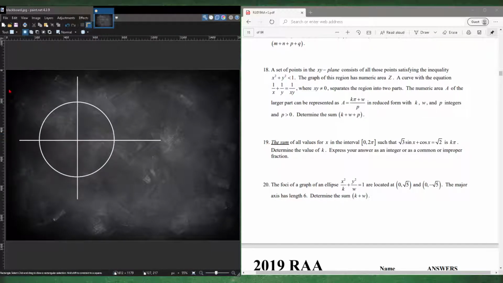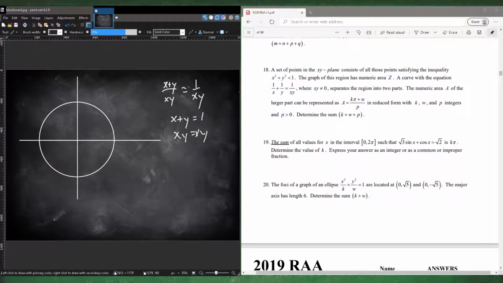Okay. And we have that graph 1 over x plus 1 over y over 1 over xy splits into two parts. So if you simplify the left side, that's actually x plus y over xy equals 1 over xy. So we could just say x plus y is equal to 1 and xy equals xy, right? Numerator equals numerator, denominator equals denominator.